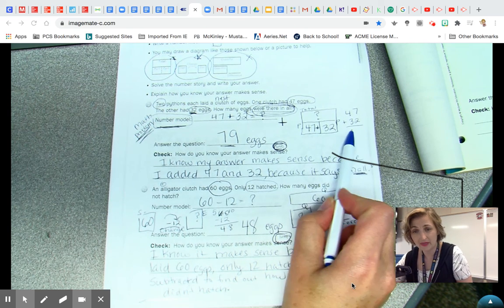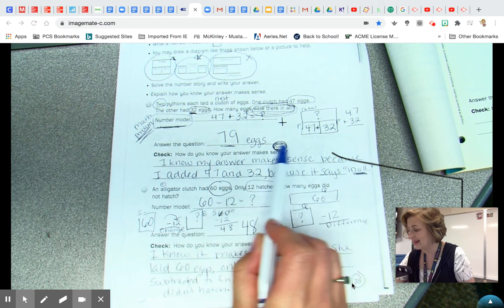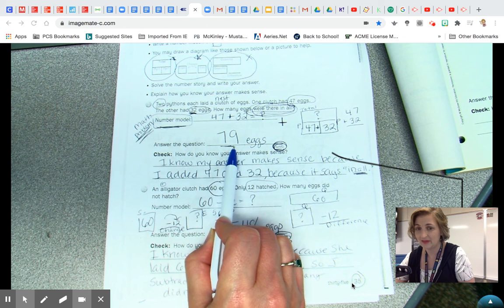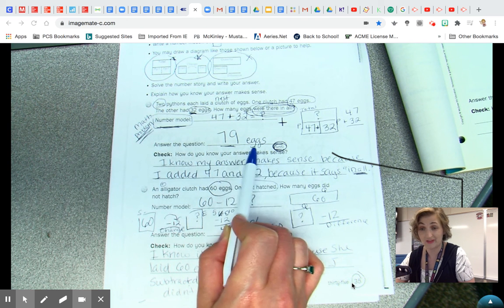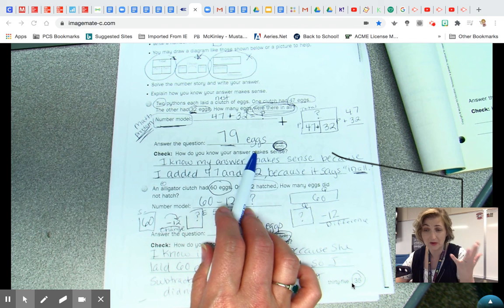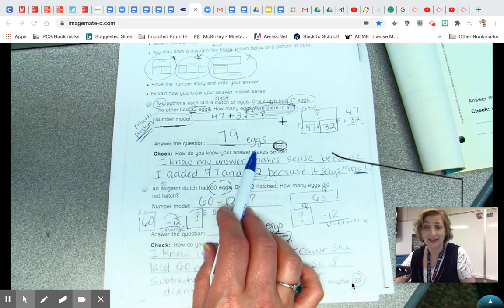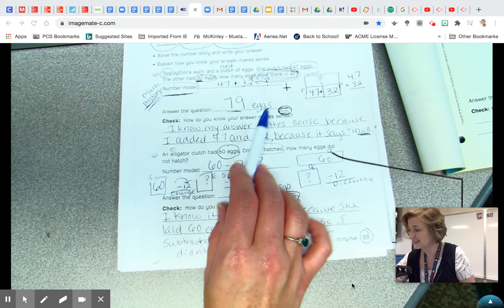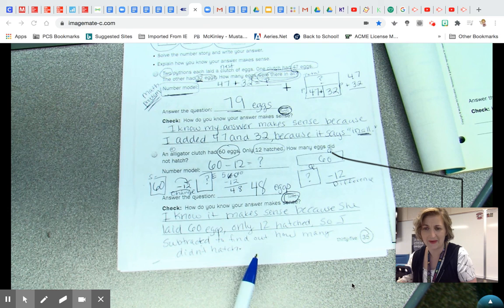Then we did the math. You guys all told me that it was 79. And then the word unit, they're eggs. Okay. Sometimes it might be different than eggs. It might be books or cookies or something like that. Okay. That's the item that you're talking about.